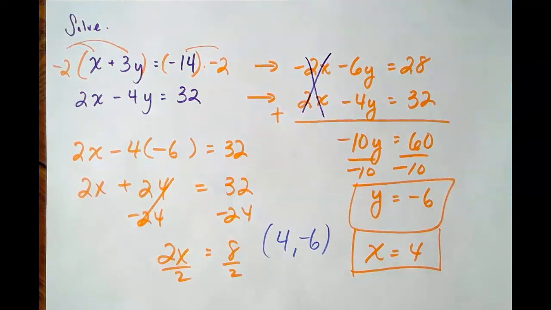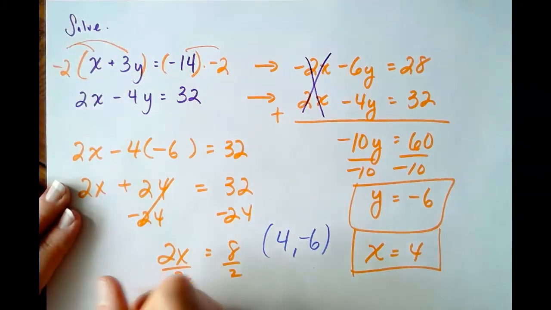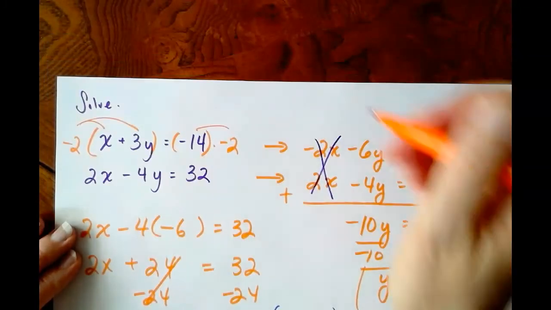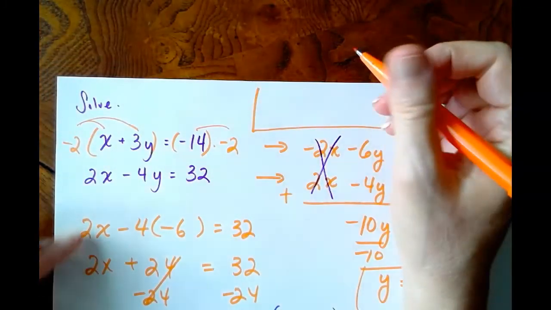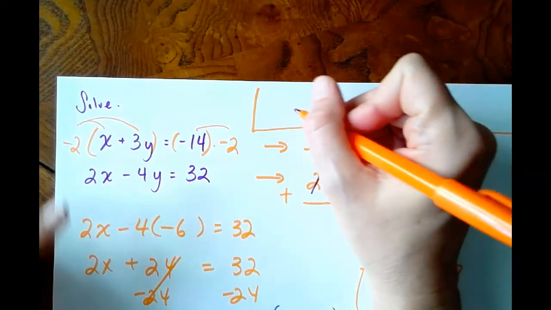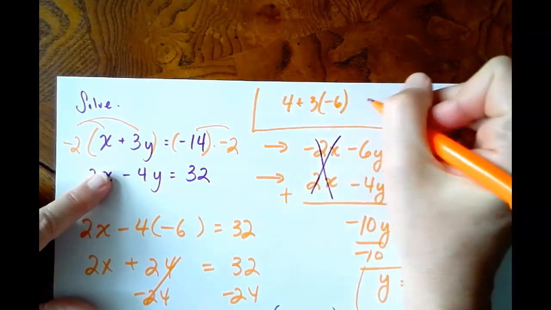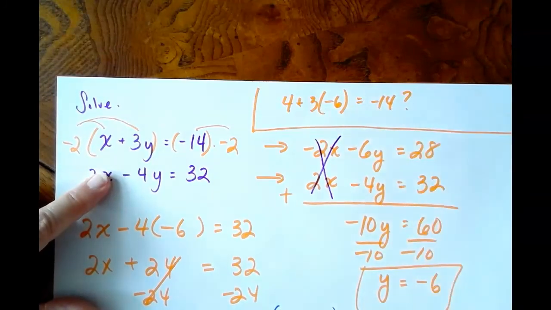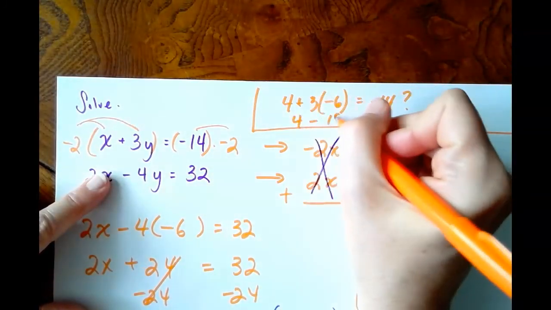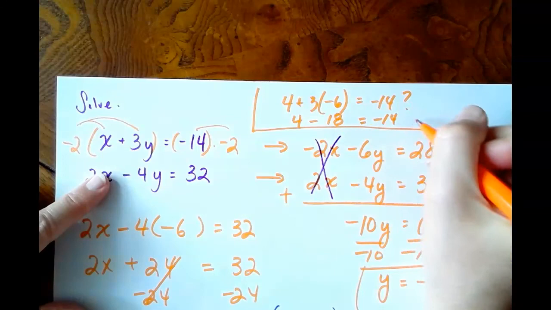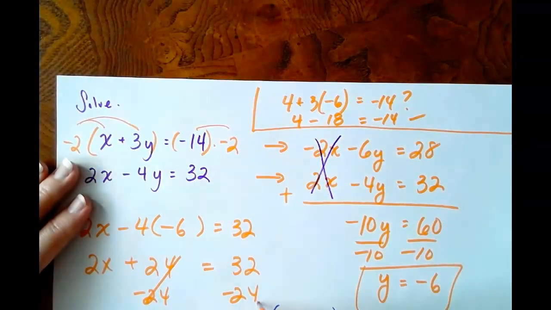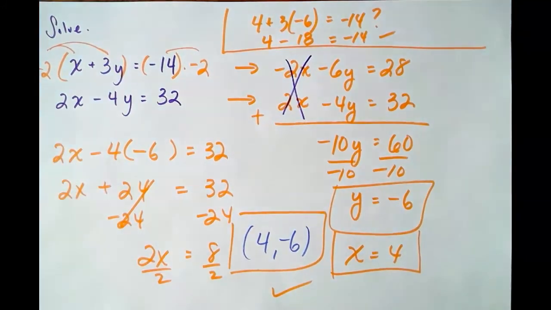Let's give it a quick check. We used the bottom equation. Let's plug it into the top. So is 4 plus 3 times negative 6 equal to negative 14? This is 4 minus 18, and that indeed is a true statement. So yes, our solution checks. That is solving systems by elimination.